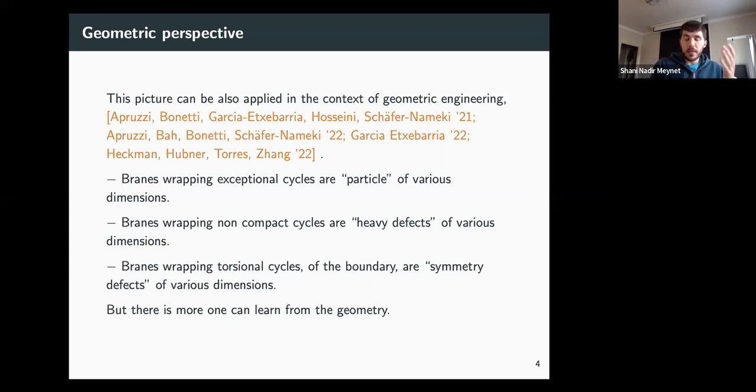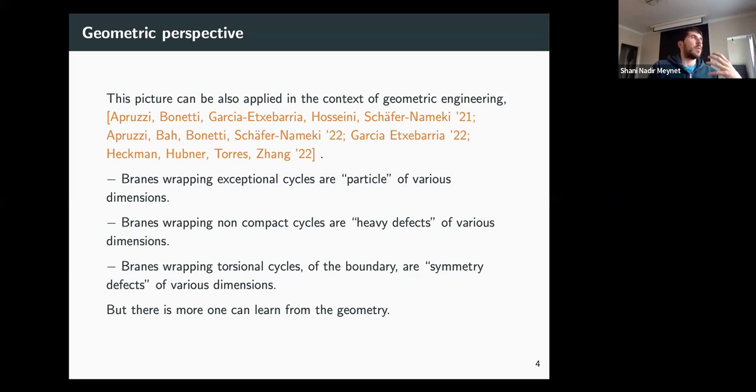And so it is now interesting to ask ourselves, given these new developments in the study of symmetries in quantum field theory, can we get the same information from geometry? And if so, how do we do that? In particular, the geometric engineering dictionary associates, for example, to exceptional divisors in geometry, so cycles you blow up to make a singular geometry smooth, particles.